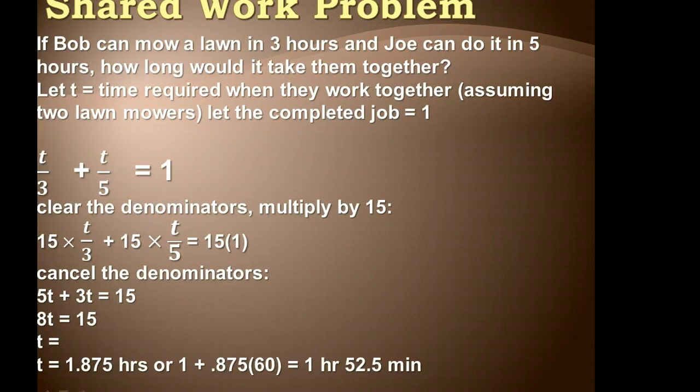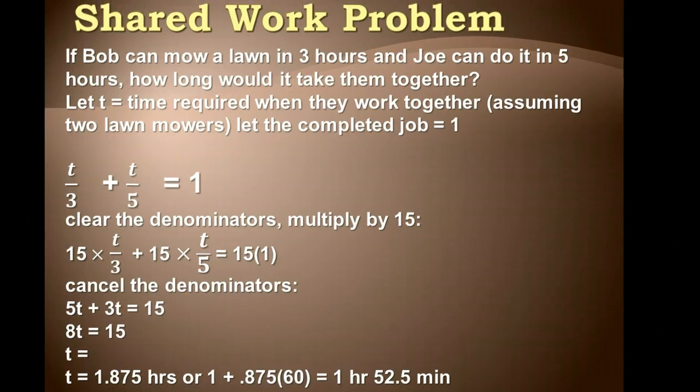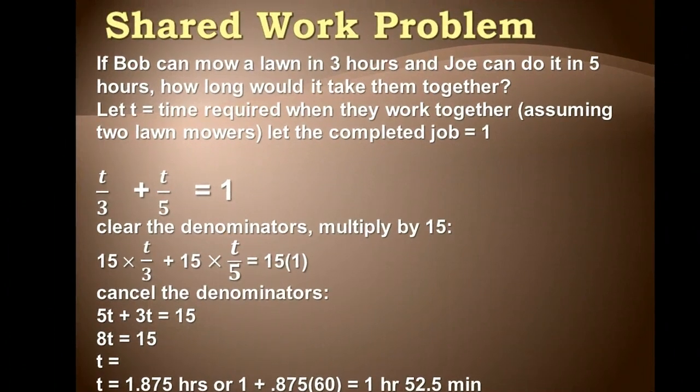Here's an example problem. I'll just read it to you. It says, if Bob can mow a lawn in 3 hours and Joe can do it in 5 hours, how long would it take them to complete it together? So what you would do is say to yourself, okay, T will be the time it takes for them to finish the job together. I'm hoping there are 2 lawnmowers. And then let one completed job equal 1. So here you have your A and B put in place in your formula: T over 3 plus T over 5 equals 1.